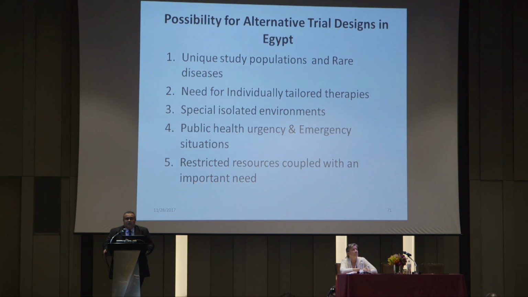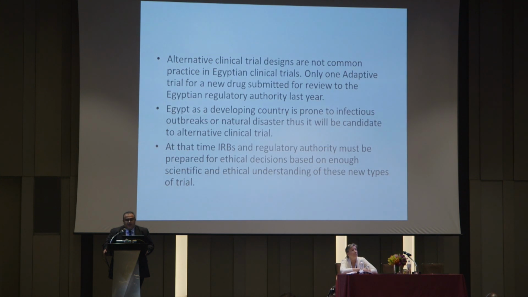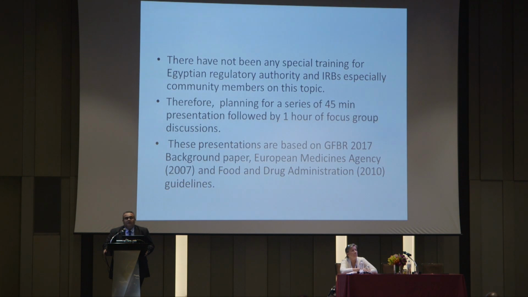The possibility of alternative clinical trials in Egypt is very wide because we have a unique study population, we need individually tailored therapies, and we have public health urgency. But until now, alternative clinical trials are not common. We had only one alternative clinical trial in Egypt pass the National Committee. We must train the IRBs and the regulatory authority about alternative clinical trial design to help them understand and review this type of research.